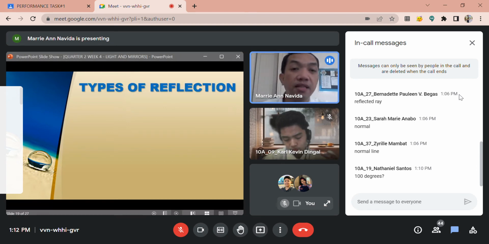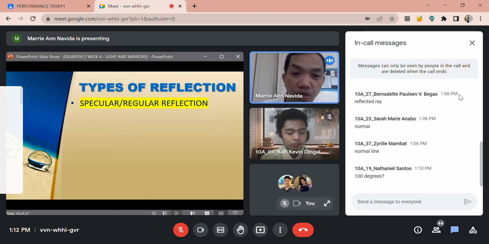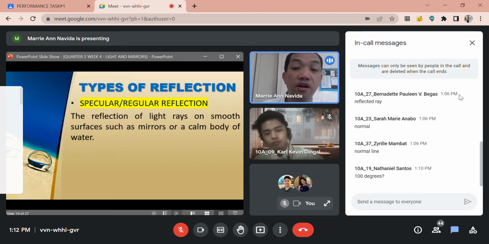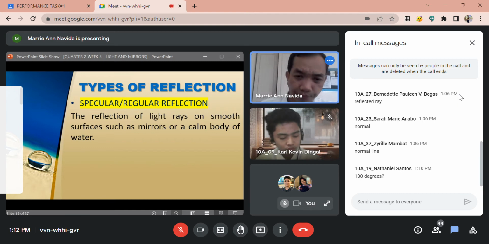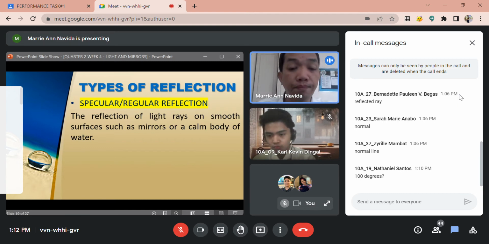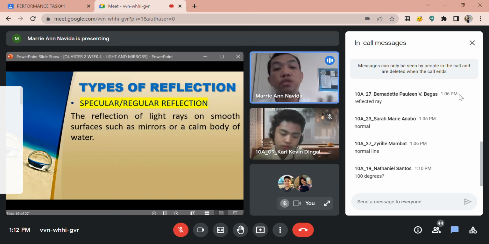So these are the types of reflection. What are the types of reflection? We have the specular or regular reflection. So when we say specular or regular reflection, it is the reflection of light rays on a smooth surface such as a mirror or a calm body of water. If it is regular reflection, you will really see a smooth surface of reflection, meaning to say there will be no scratch or something.